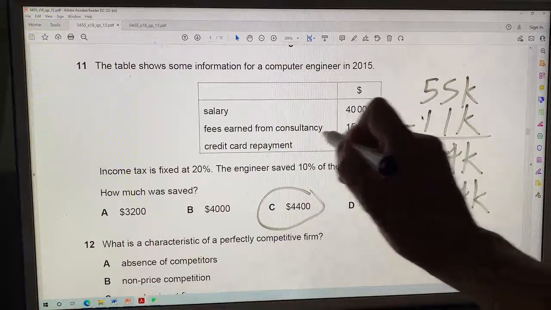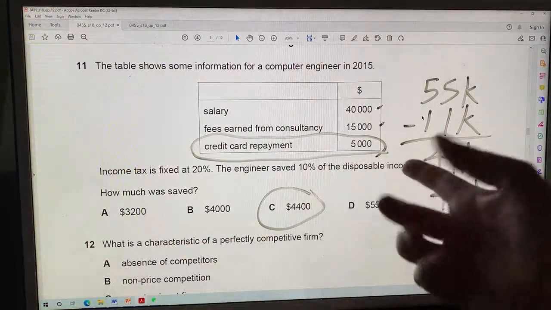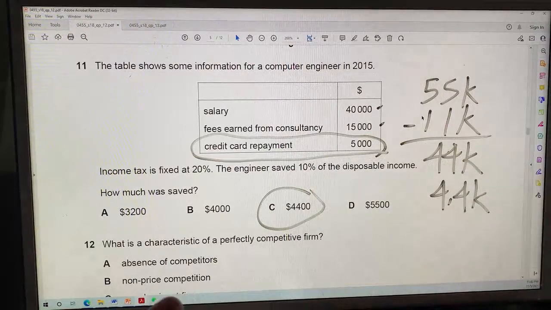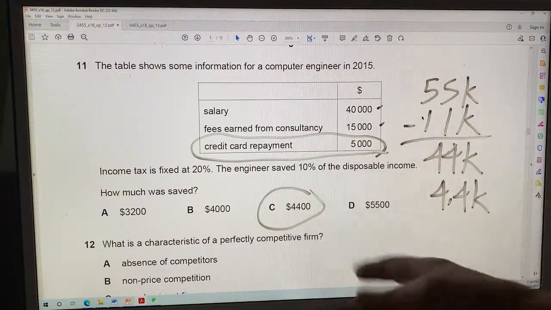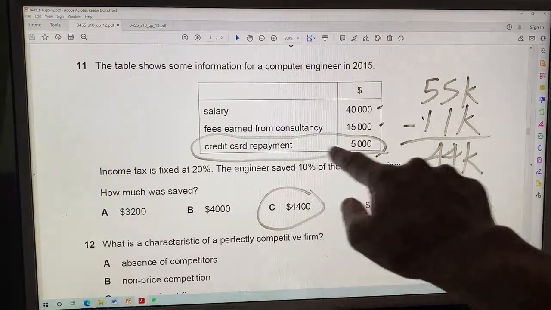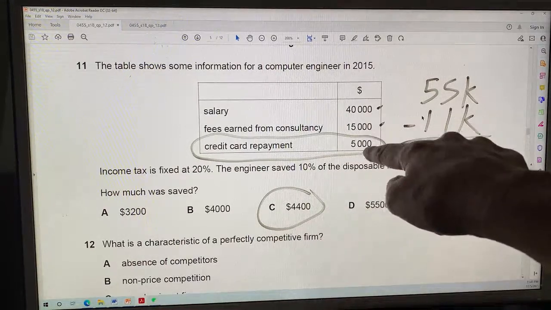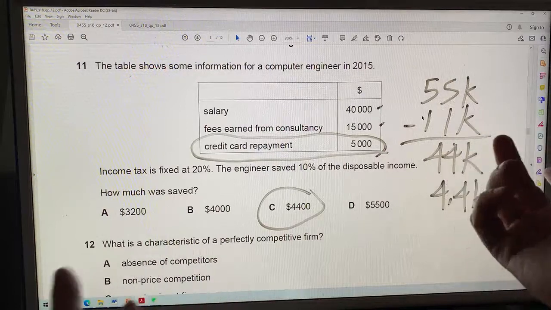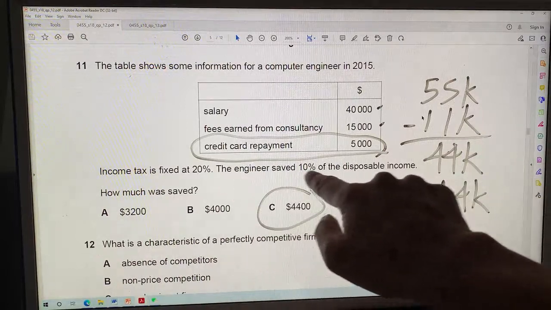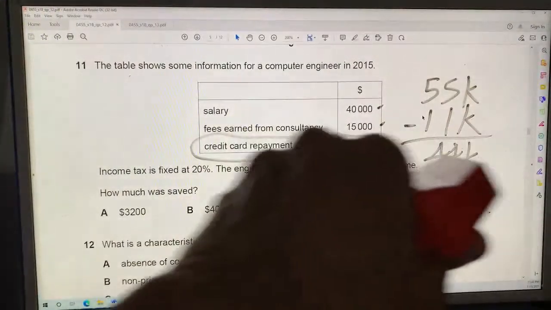I guess this is just a distraction. Your credit card repayment is something you pay after you earn your salary, and after taxes are deducted. So credit card repayment comes from your disposable income, but we wouldn't use that to calculate disposable income or how much someone saves. So maybe a little trick there.